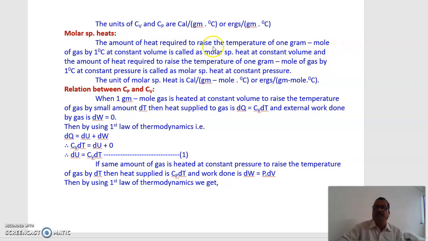That is, the amount of heat required to raise the temperature of 1 gram mole of gas by 1 degree centigrade at constant volume is called molar specific heat at constant volume. And at constant pressure, it is called molar specific heat at constant pressure. The units are calories per gram mole degree centigrade, or ergs per gram mole degree centigrade. Remember the units for multiple choice questions.